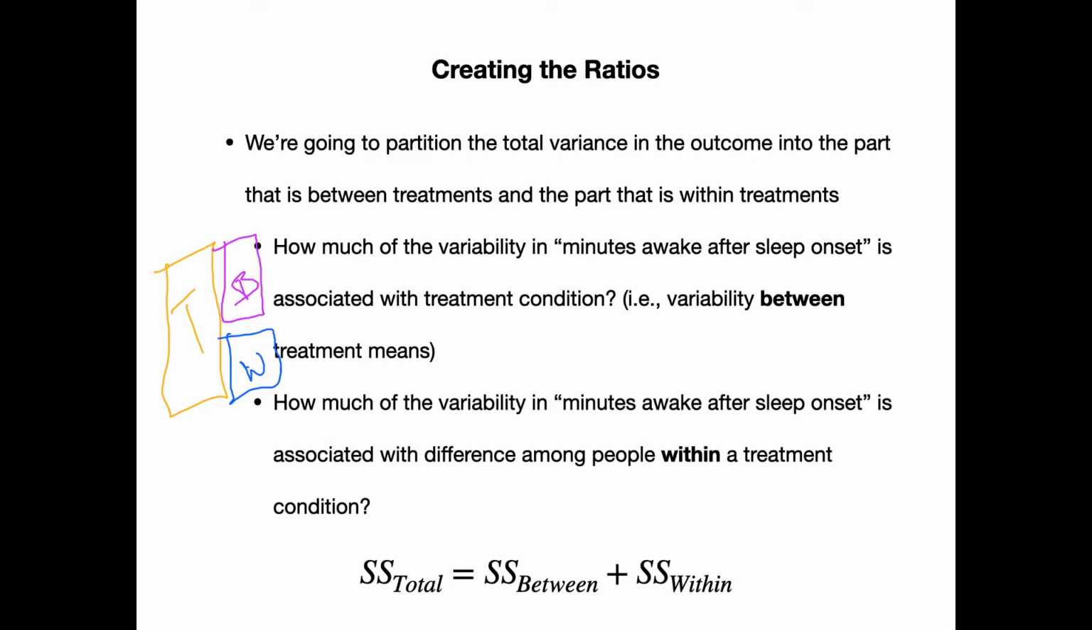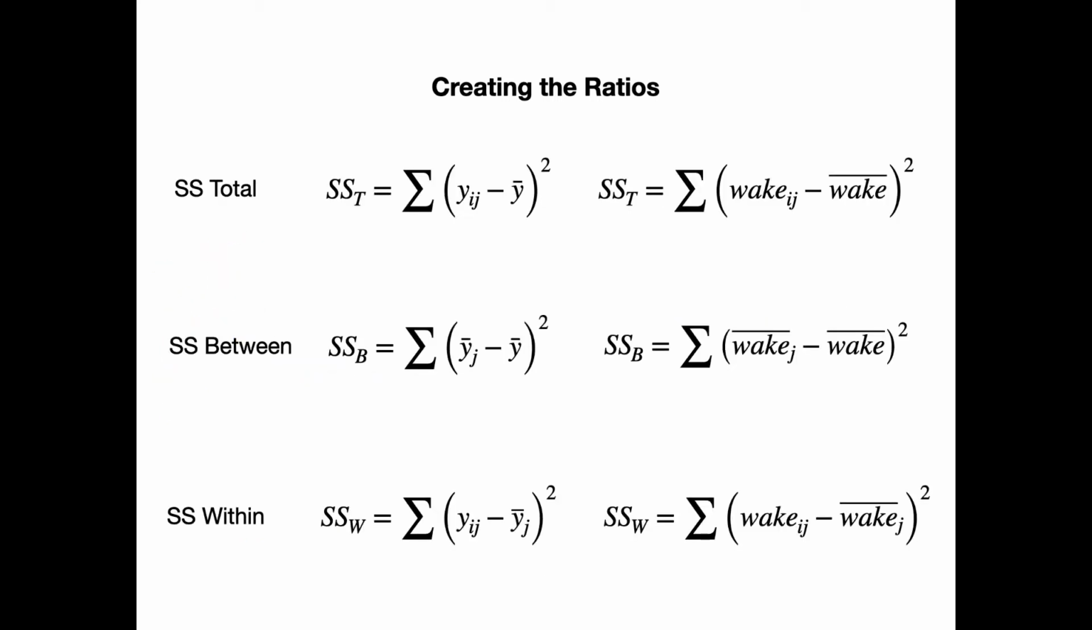This between portion represents how much of the total variability is between treatment means. The within portion is how much variability is differences amongst people within a treatment condition. And the sums of squares between and the sums of squares within add up to the total, right? It really is just a partitioning. Our formulas are very similar to what we saw when we did this with regression.